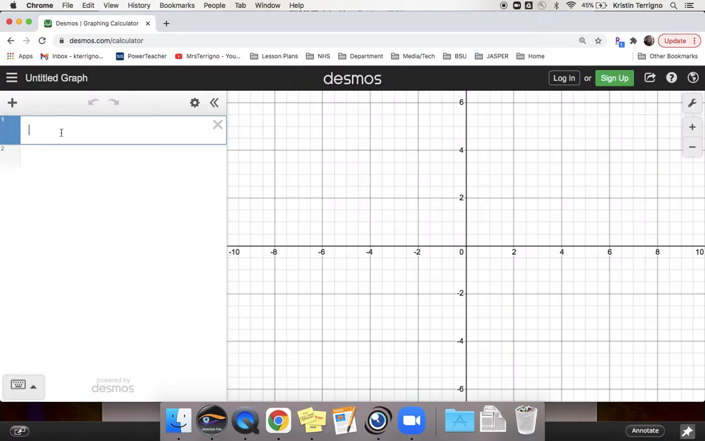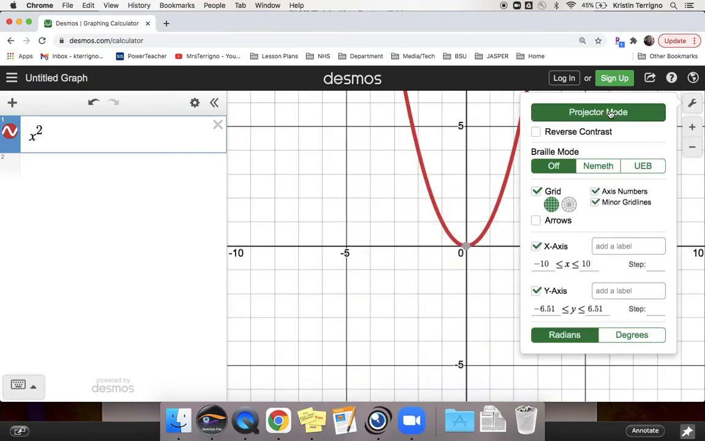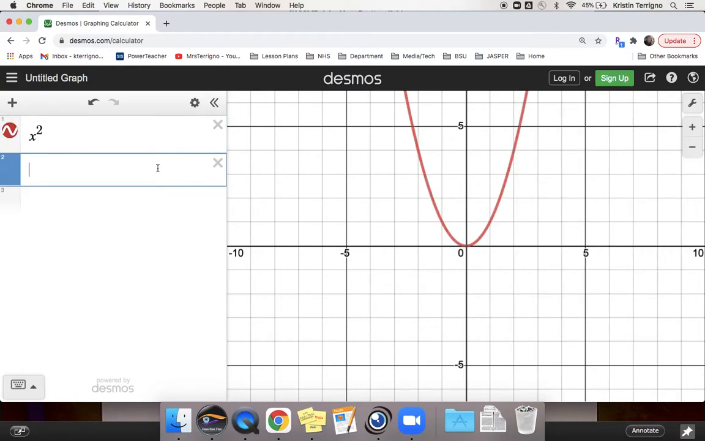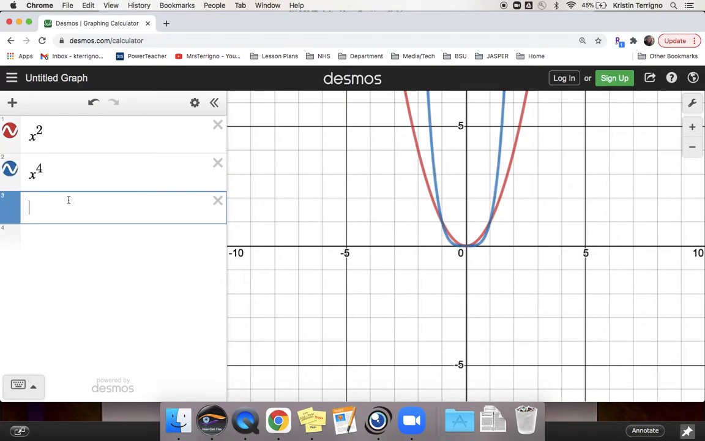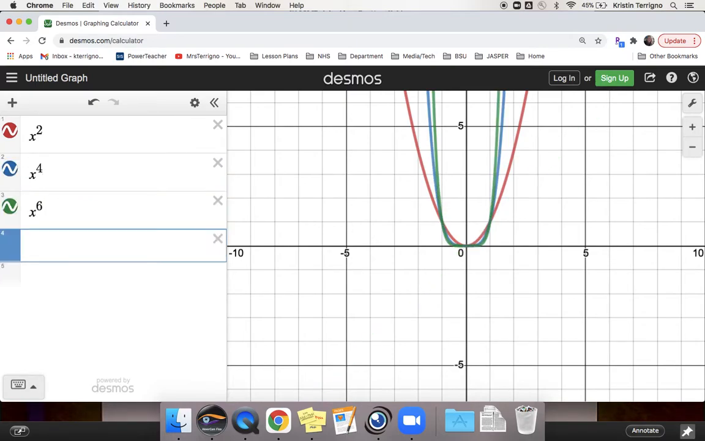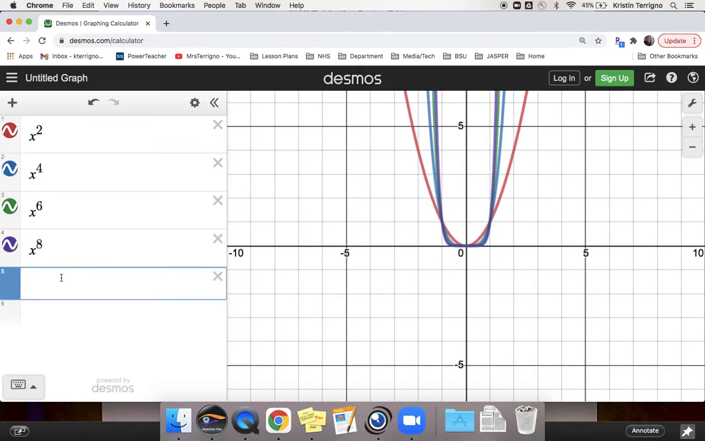But what we're going to do is we're going to graph y equals x squared. Okay, that's our parabola that we're very familiar with, right? We all know what that one's going to look like. Now I'm going to do some other even powers. I'm going to do x to the fourth, x to the sixth, x to the eighth, and maybe x to the 10th. And we could probably even do like x to the 26th, let's say.